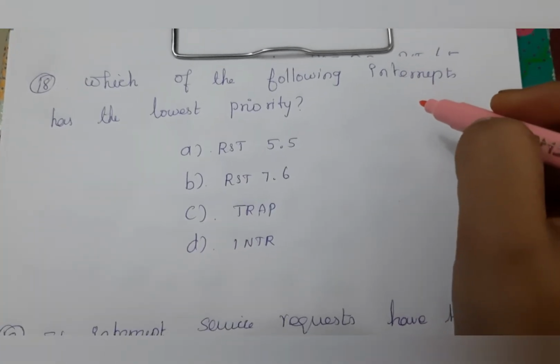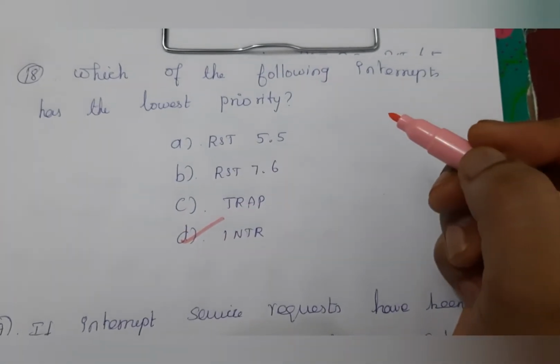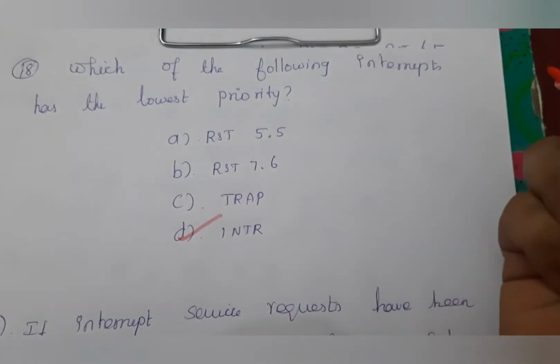Next question, which of the following interrupts has the lowest priority? INTR is the lowest priority interrupt. So here the answer is D.